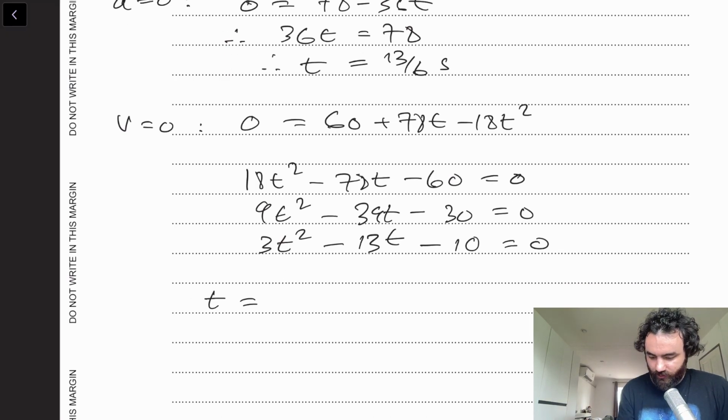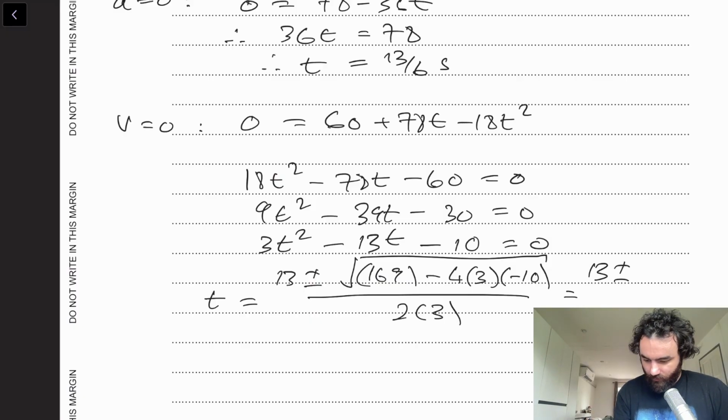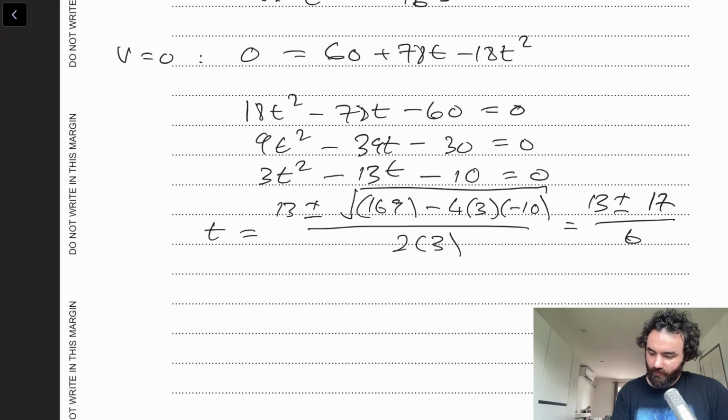Okay, so t will equal minus b, which is 13, plus or minus the square root of 13 squared, so 169, minus 4 times 3 times minus 10, over 2 times 3. So it's 13 plus or minus the square root of 4 times 3 times 10 plus 169, that goes to 17, over 6. It can't be 13 minus 17 because that gives negative time, so it's not possible. So t equals 13 plus 17 divided by 6, which is 5 seconds.